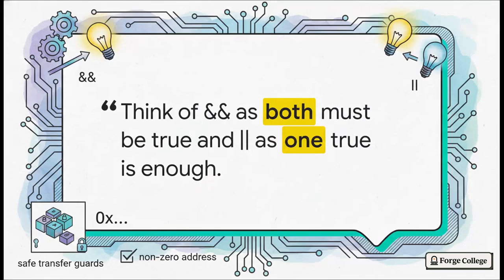So if you take nothing else away, keep this simple engineering mantra in mind. And means both must be true, while or means at least one true is enough. Burn that into your memory as we prep for our next lesson, where we're actually going to apply these exact Boolean checks to address types, doing things like verifying non-zero addresses and building out safe transfer guards.